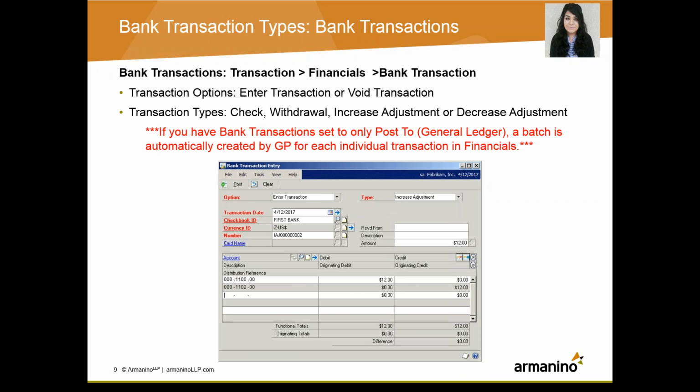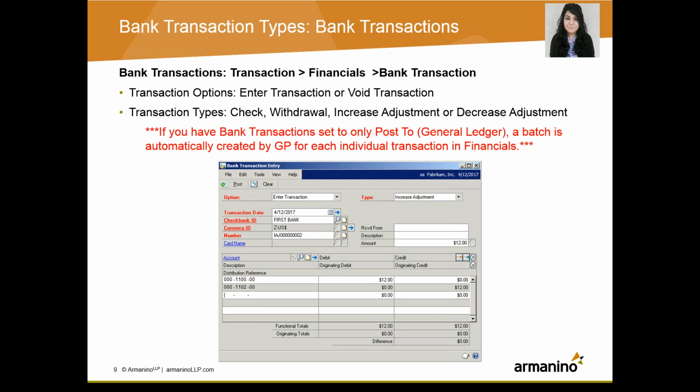So the next transaction type is bank transactions, which is located under Transaction, Financials, Bank Transaction. There's multiple options available. One is the enter transaction or the void transaction. The transaction types here are check, withdrawal, increase adjustment, or decrease adjustment. This option is also available during the reconcile to bank statement process.